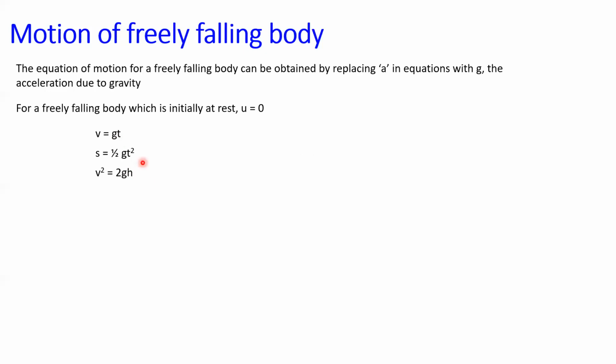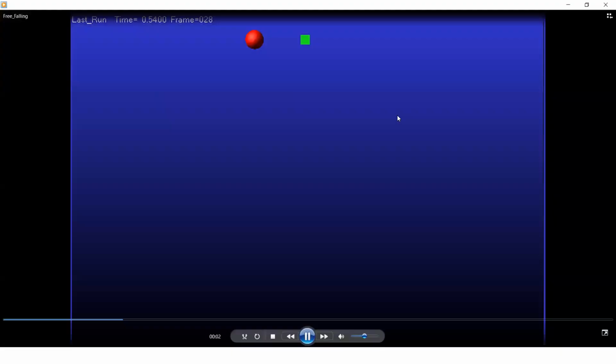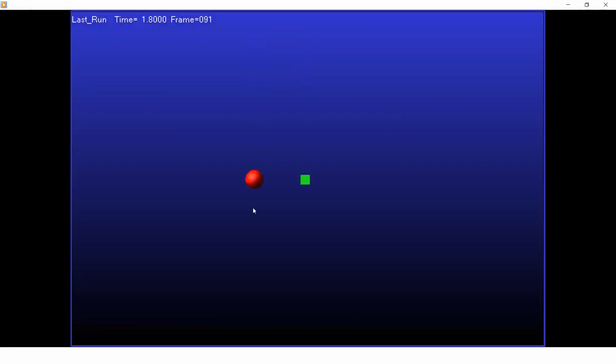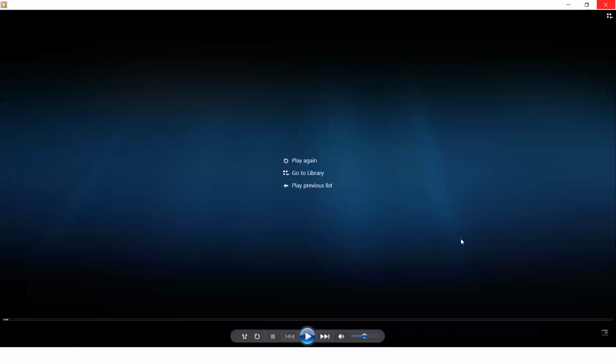to 2gs. Now you can see on the screen where two different objects are dropped from the same height. You can see the objects reaching the ground at the same time. Now watch, the objects are coming down. Although they are different in size, they are coming to the ground at the same time.